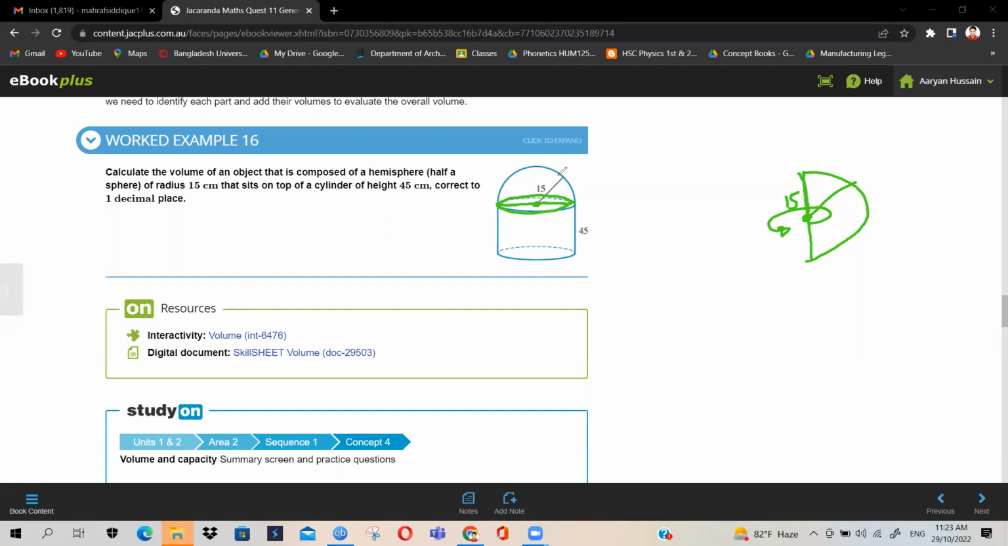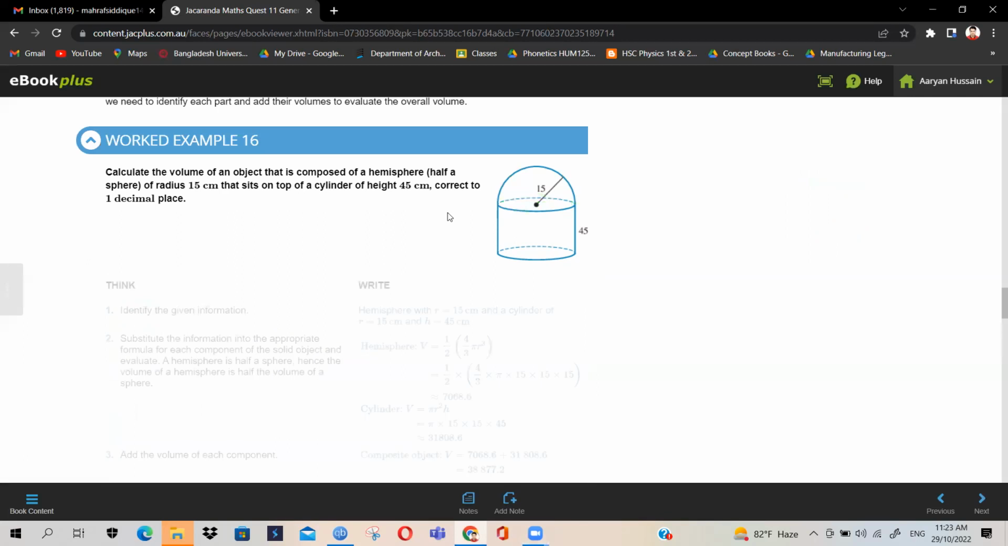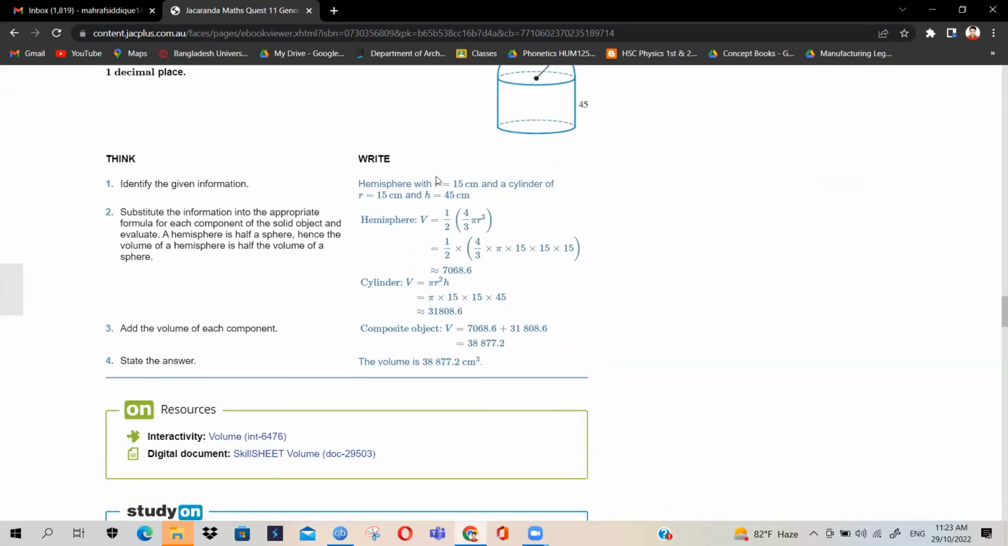So why is it difficult to understand? Because we are drawing a 3D object on a 2D surface. That is why it gets difficult. So the volume is pi r squared h plus half of four-thirds pi r cubed. You will do it that way.